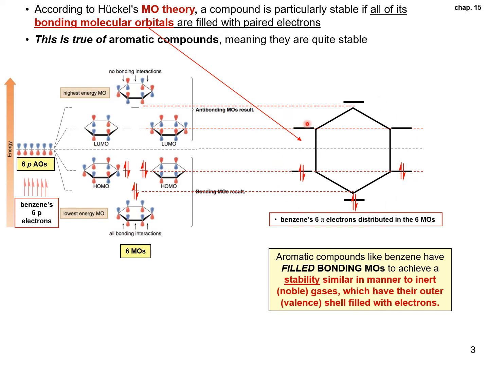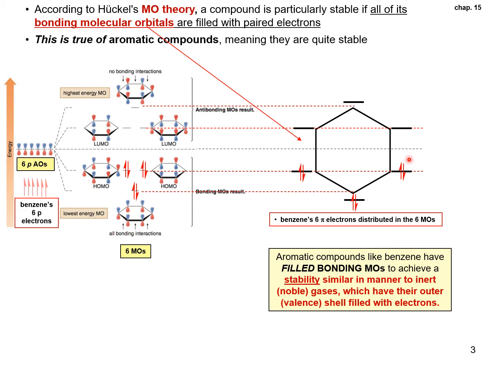In benzene, as you can see here, the 6 pi electrons are distributed in the 6 molecular orbitals, none of which are in the antibonding, all of which are in the bonding molecular orbitals. And you'll notice that benzene's molecular orbitals that are bonding are all completely filled.